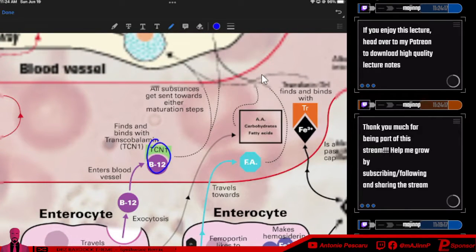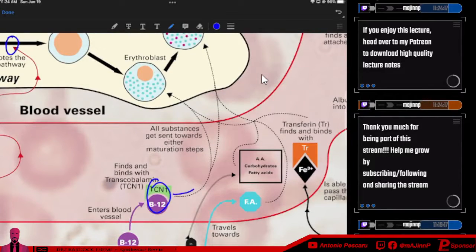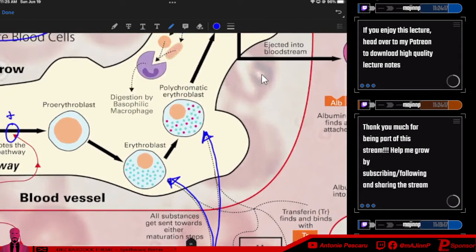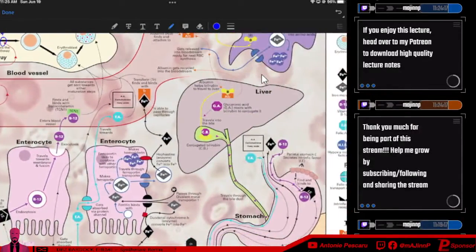But it's still going to bind onto it, create the complex, and again, it's either going to go to the erythroblast over here, still stimulating its growth, or it can also go at the same time to the polychromatic erythroblast, stimulating again its growth. That's very simple and straightforward. Its only difference is that it just needs a protein to help it travel. That's pretty much it.